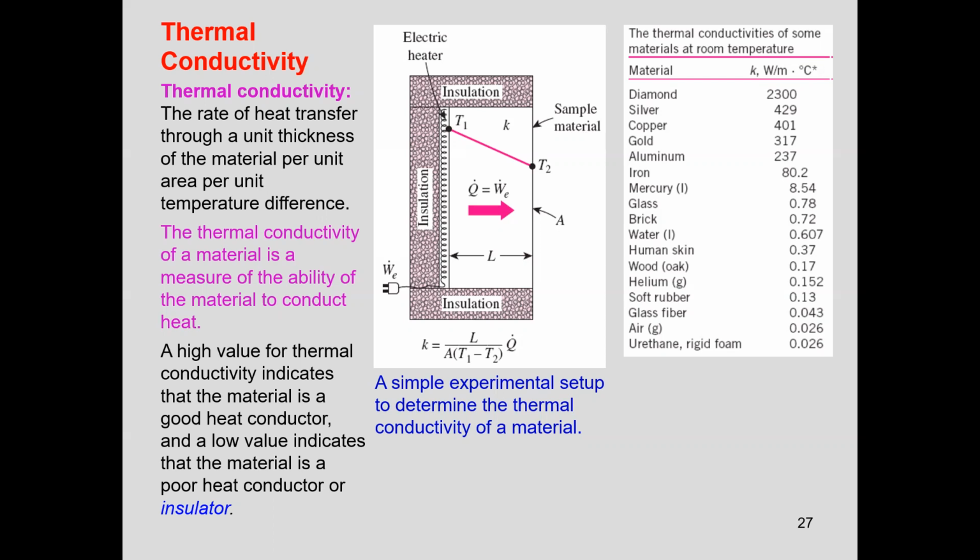The thermal conductivity of a material is a measure of the ability of the material to conduct heat. If you have a higher thermal conductivity, it is expected that the material is a good heat conductor, and a low value of thermal conductivity indicates that it's a poor conductor or insulator. Definitely it is expected that metals will have a higher thermal conductivity, and that is how the prices or the utility of metals are also defined. So now we know about two kinds of conductivity: electrical and thermal.